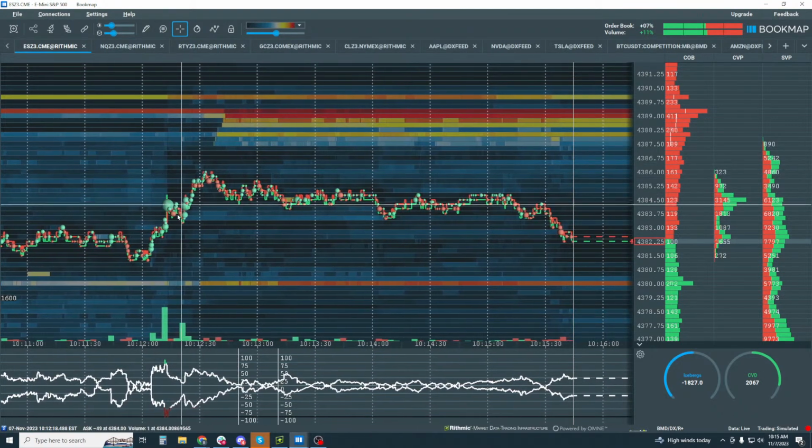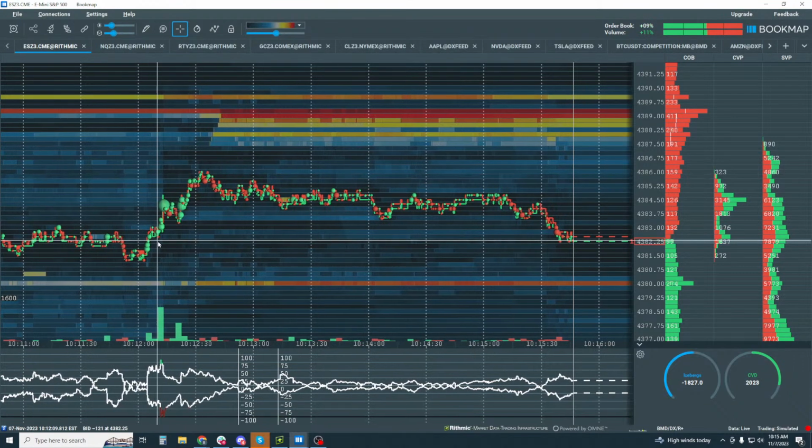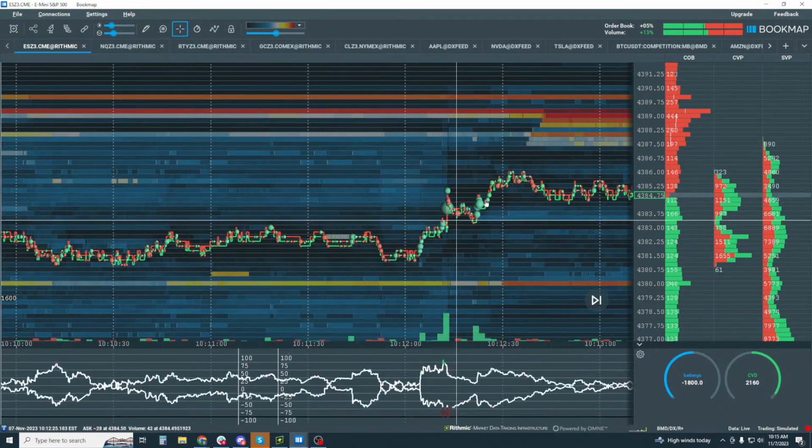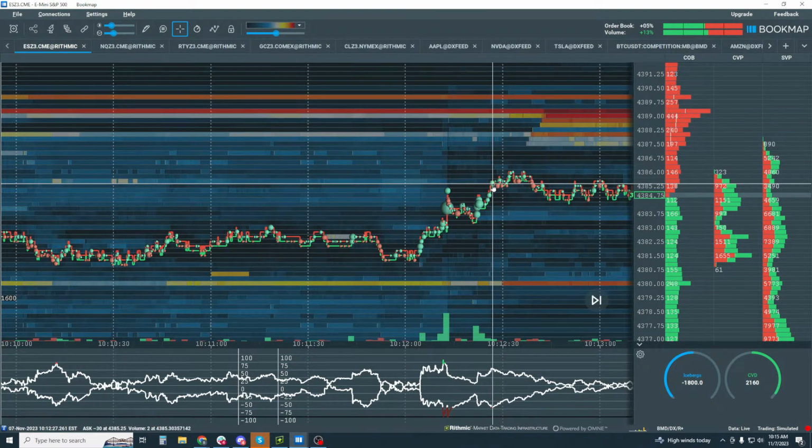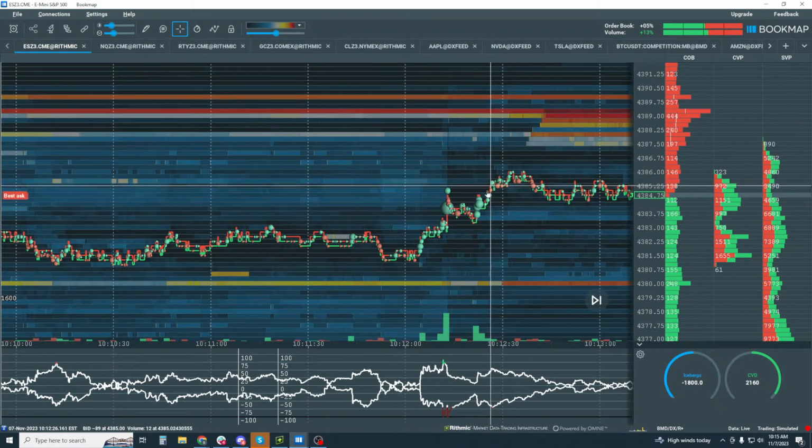Okay, that's the understanding of this impulse move in here, right? And that's where I want to focus on today, is understanding these big, strong impulse moves, right?